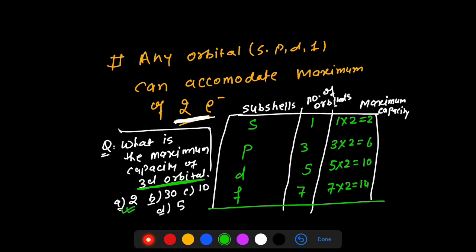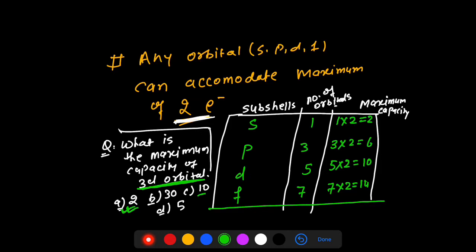If you read the statement saying the 3D orbital, right? Whichever orbital it is, it will have a maximum capacity of just 2 electrons, right? The maximum capacity of a 3D orbital will be 2 electrons. Don't confuse it with the subshell. It's not the 3D subshell. If it were the 3D subshell, then the answer would have been 10, but since it's about the orbital, the maximum capacity is 2.